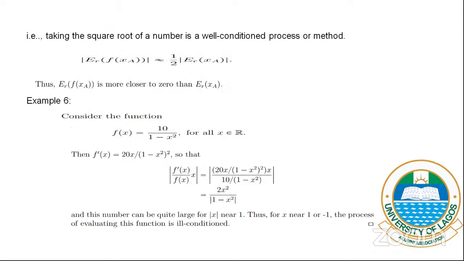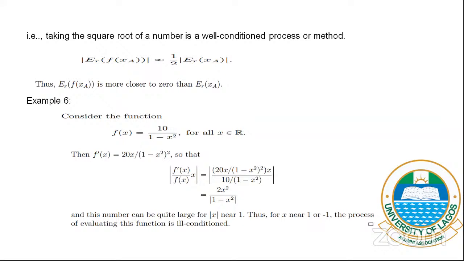Now, taking the square root of a number is a well-conditioned process or method. For this particular one, you are trying to show that even if you use the square root, you arrive at this formula that was given. But I won't lie, it's a bit complex to understand how they derive this. They actually derive it in the material, but I don't really understand it very well.